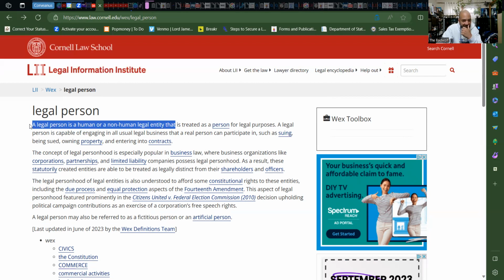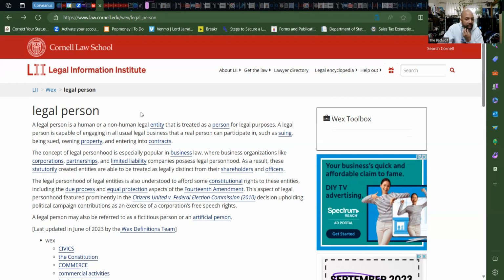I mean, I'm not making it up. You're reading just right along with what I'm reading. And it's clever how they wrote this. A legal person is a human. You're like, oh, well, there you go. You're a legal person. No, no, no. Matter of fact, we don't even know what their definition of human is. Now you guys are starting to understand. A legal person is a human or a non-human legal entity.